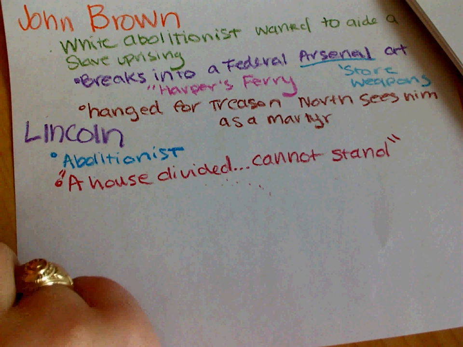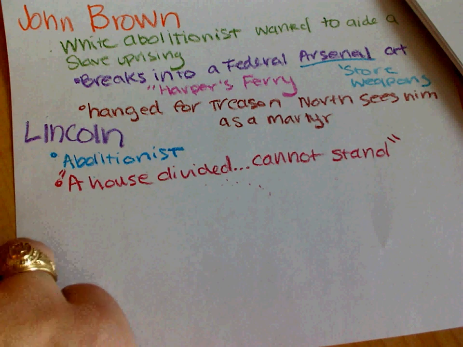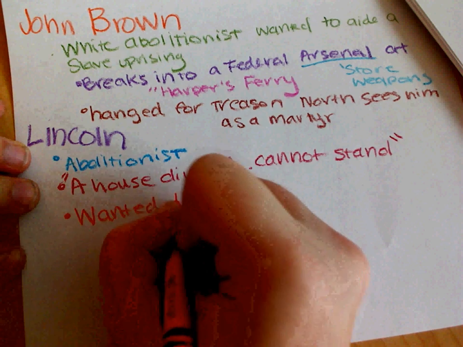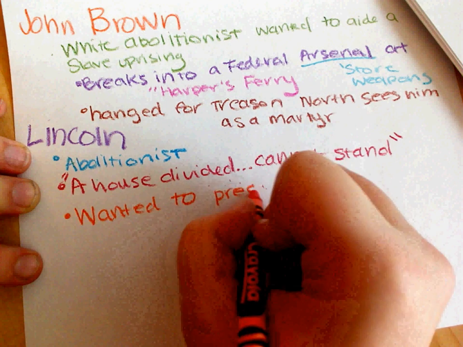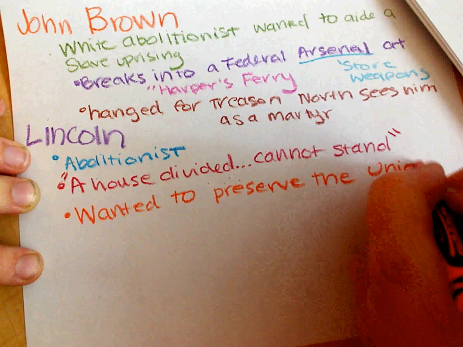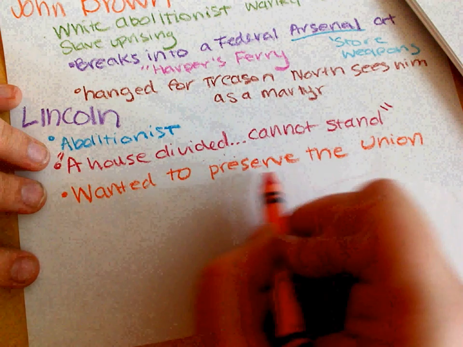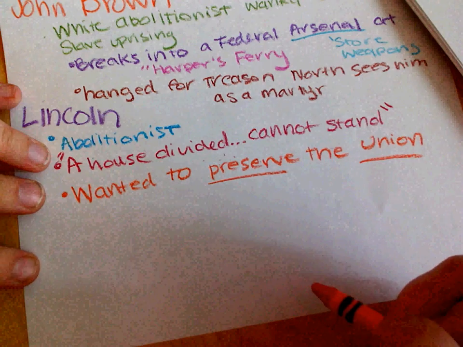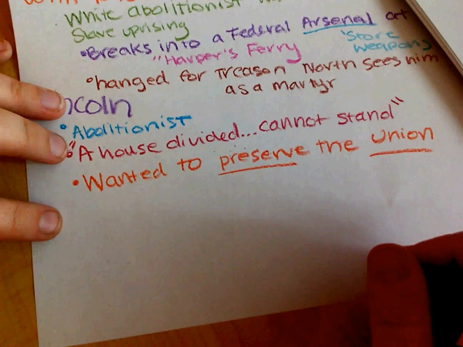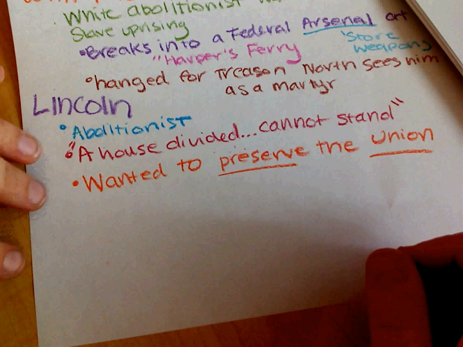When he came into office, his main goal, his main purpose, was to preserve the Union. That was ideally what was going to happen for him. He said, I'm not a super fan of everything that's going on here, but I want to preserve the Union. He did not want to break the bonds of affection. Lincoln wants to preserve the Union. He doesn't want to do anything that will necessarily upset the South so much that they leave.